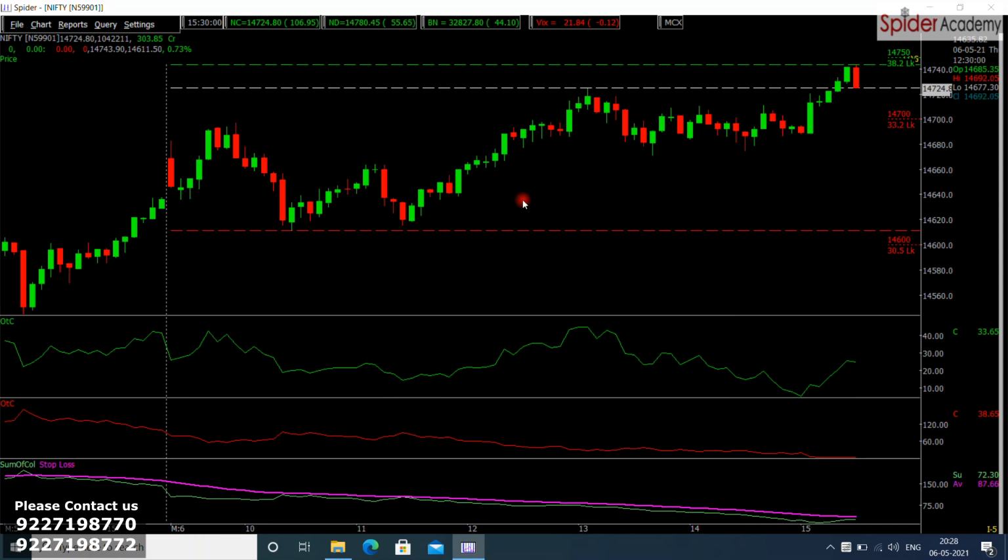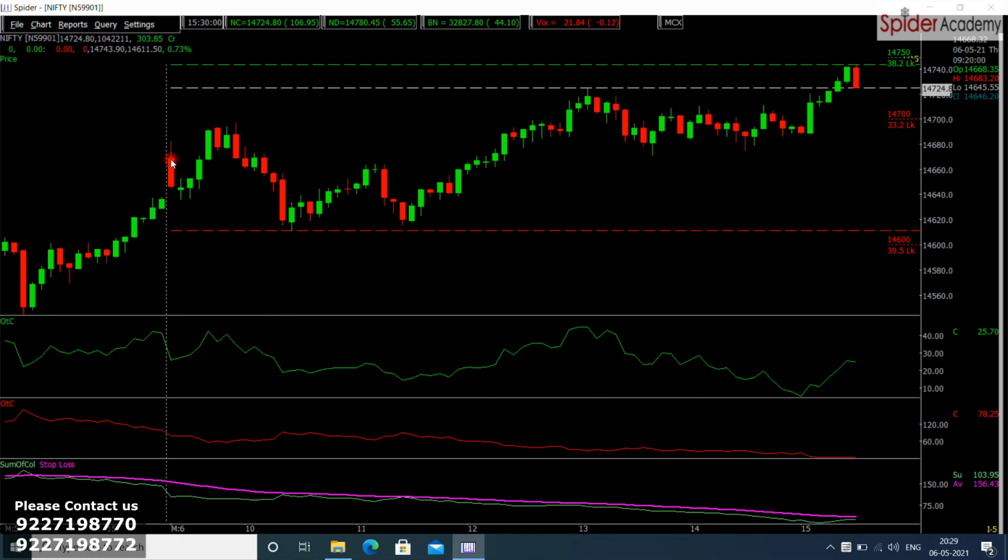Today is the 6th of May. Nifty cash opened around 14,668.35 and the first 5 minute candle closed around 14,646.20. So we select the 14,700 strike price. Why do we choose 14,700? Because Nifty opened around 14,668, which is near the 700 strike price. That's why we select the 14,700 strike price.